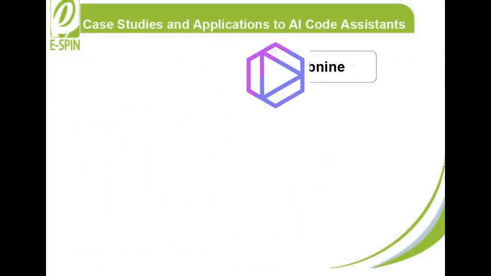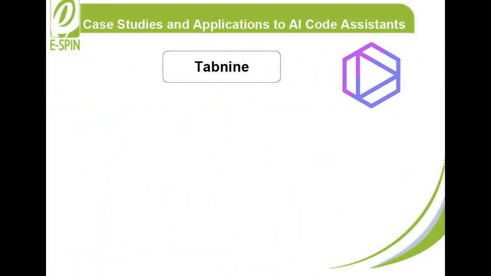Number 2 is Tab 9. Tab 9 is an AI-driven code completion tool that leverages machine learning to provide intelligent code suggestions. It is designed to work seamlessly with multiple programming languages and integrates well with popular IDEs like Visual Studio Code, JetBrains, and more. The key features of Tab 9 consist of predictive code completions, language support, and IDE integration.